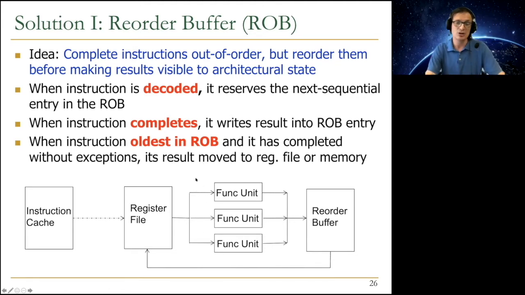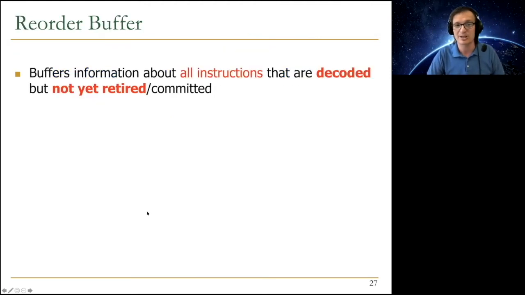Hopefully it's clear that this works conceptually. You have an ordered list of instructions in the machine in sequential order, formed as the instructions are decoded. Instructions can complete out of order, and they write their results into the reorder buffer entry. When the instruction is the oldest in the reorder buffer, you move the result to the architectural state, which is the register file or memory. So conceptually, it's very simple.